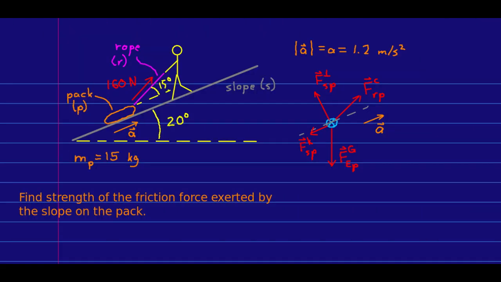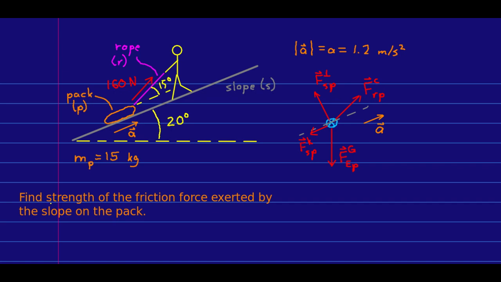So here is an example. We have a hiker using a rope to pull their pack up a slope, and the rope is making an angle of 15 degrees relative to the slope, and the slope is 20 degrees above the horizontal, and right now the hiker is pulling with a force of 160 newtons, and the pack is accelerating up the slope at 1.2 meters per second squared. And I've drawn a free body diagram for the pack. There's the gravitational force, a perpendicular force, and a kinetic friction due to the slope, and the force that the rope is exerting on the pack.